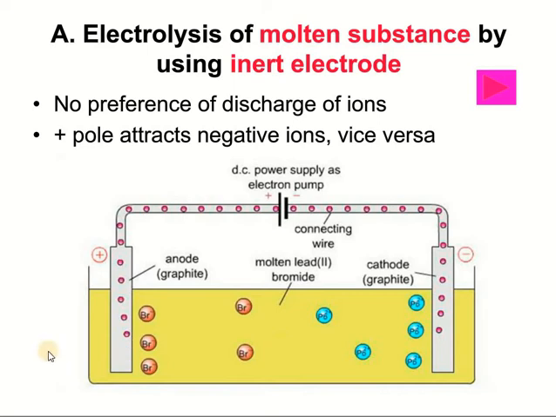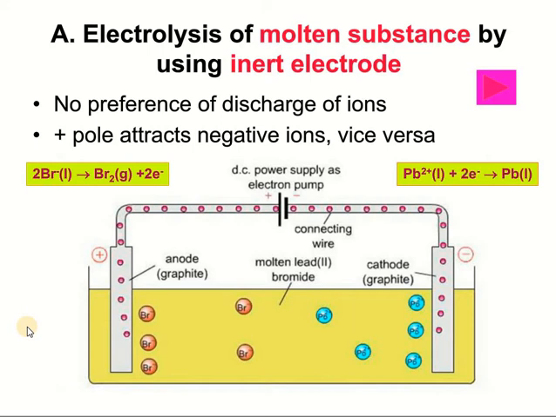Electrolysis of molten substance by inert electrode. No preference of discharge of ions. Positive pole attracts negative ions, vice versa. See, bromine formed at anode, lead deposited at cathode.